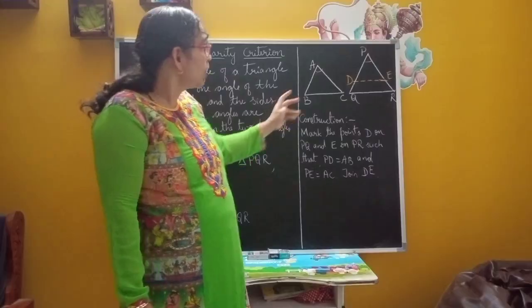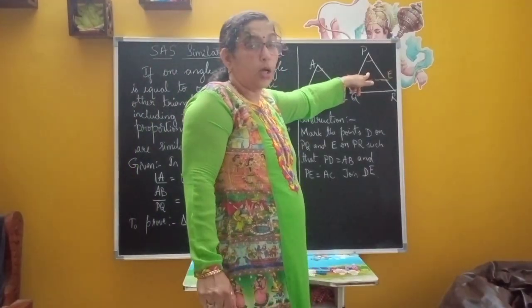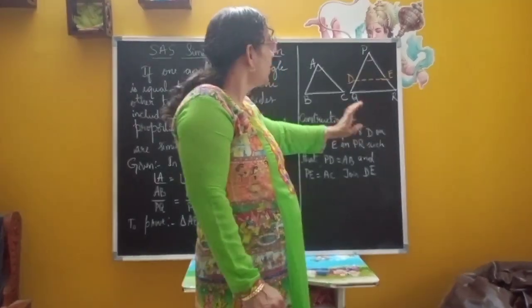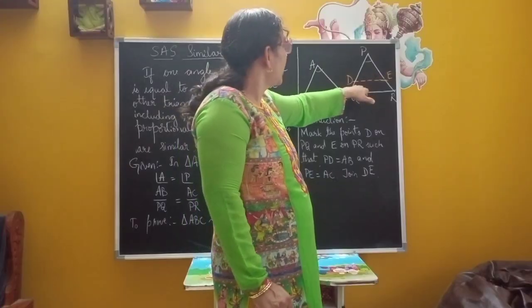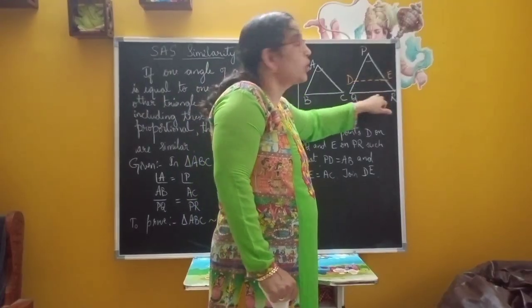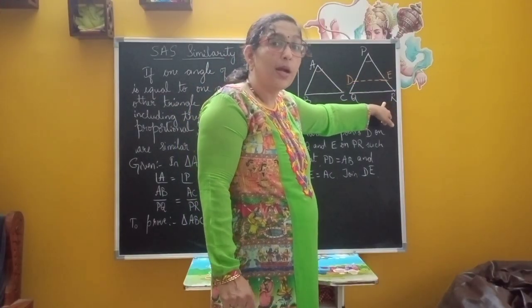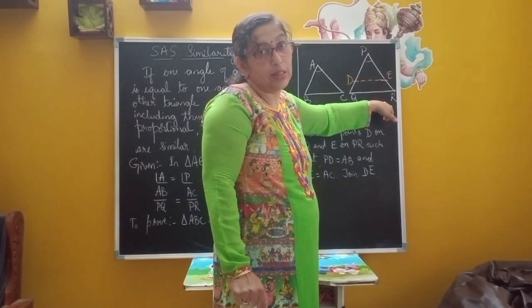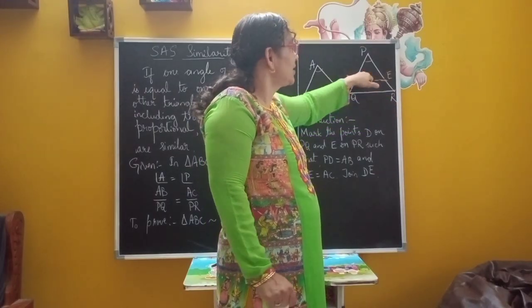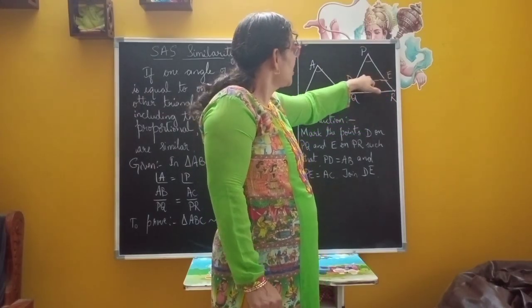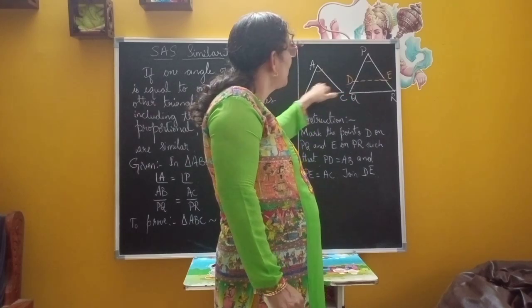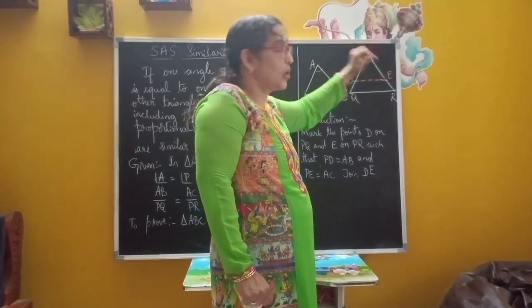So what to prove now? We need to prove congruency. To prove that, first we need to prove DE is parallel to QR, because if we prove that, we can use the basic proportionality theorem and we get these angles are equal. Once we get these two angles equal, what can I say? B and Q are equal by congruency.